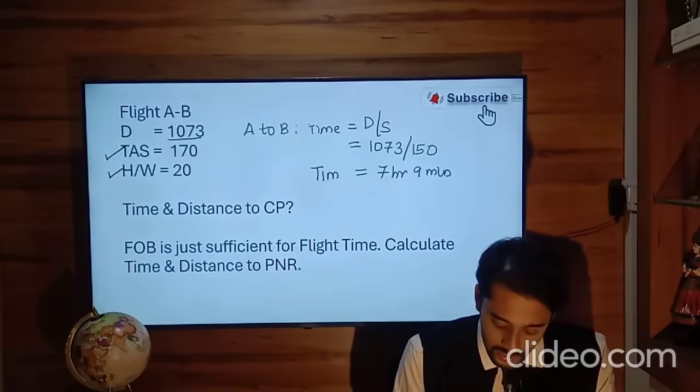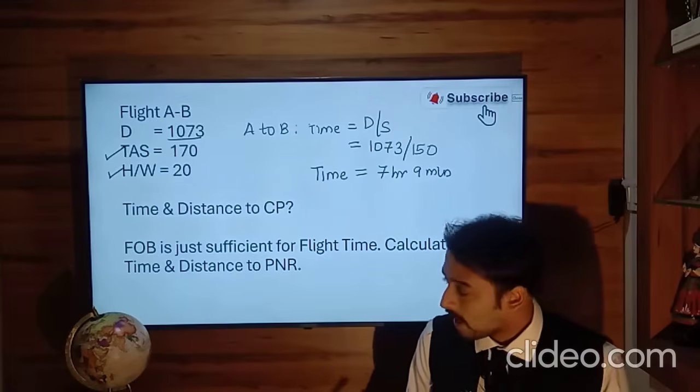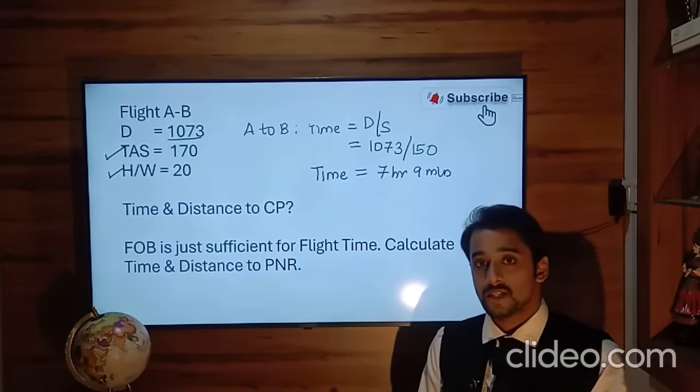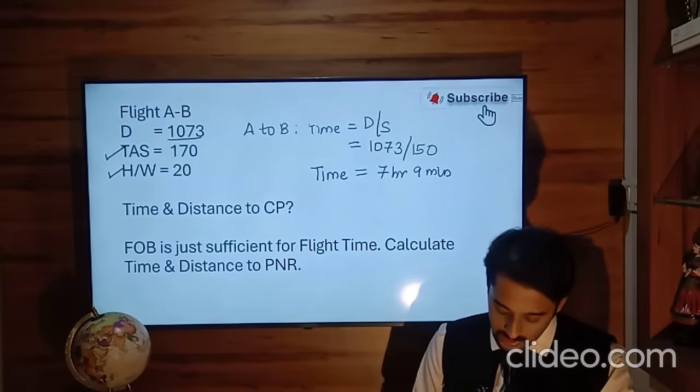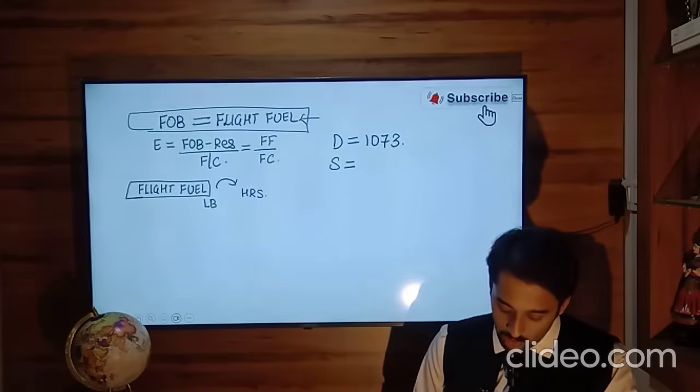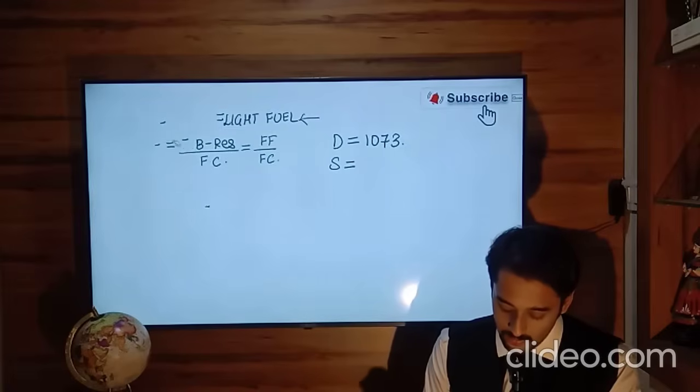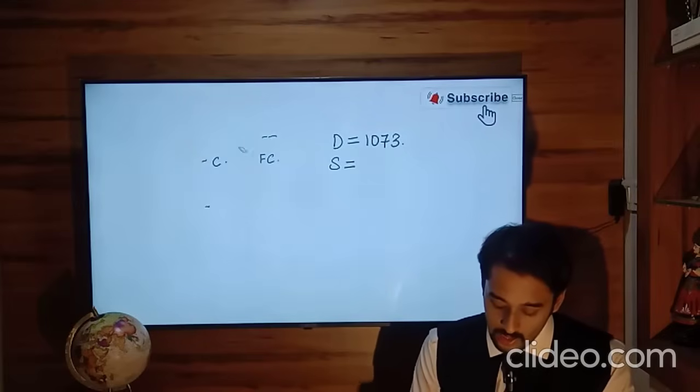So your total flight time is 7 hours 9 minutes. Okay. So fuel on board is just sufficient for your flight time. So that means in the calculation of distance to PNR, what do we have? We have endurance. And what is endurance?